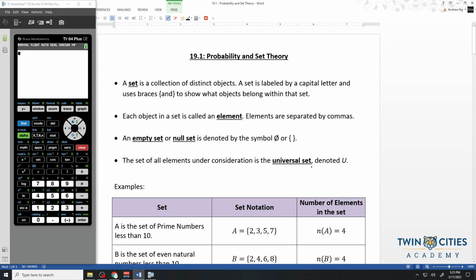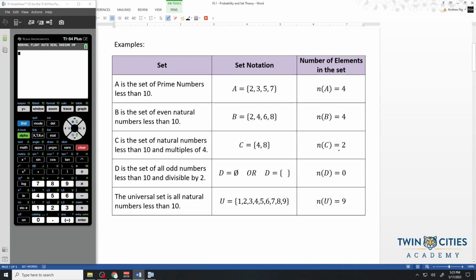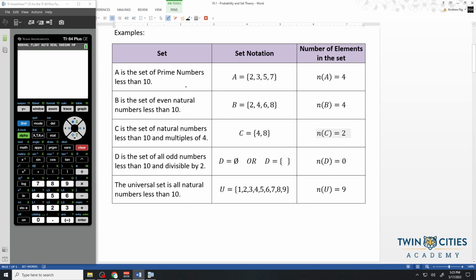So here are some examples. Let's say we've got a set of prime numbers less than 10. We'll call it A. So prime numbers less than 10 would be 2, 3, 5, and 7. A equals, use a little squiggly line there, 2, 3, 5, 7, and then close it off. The number of elements in the set is 4.